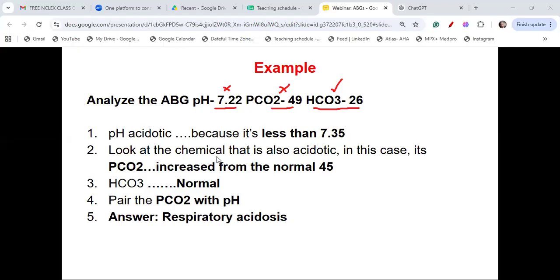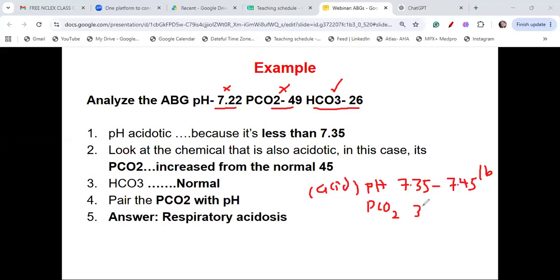Now, personally, what I normally do is write them down. You can choose to draw a table, or you can choose to write. So you start with your pH. You said it's between 7.35 to 7.45. When it's on this side, it is acidic or acidosis. When it's on this side, it is basic or alkalosis. You keep writing until you are able to remember it.